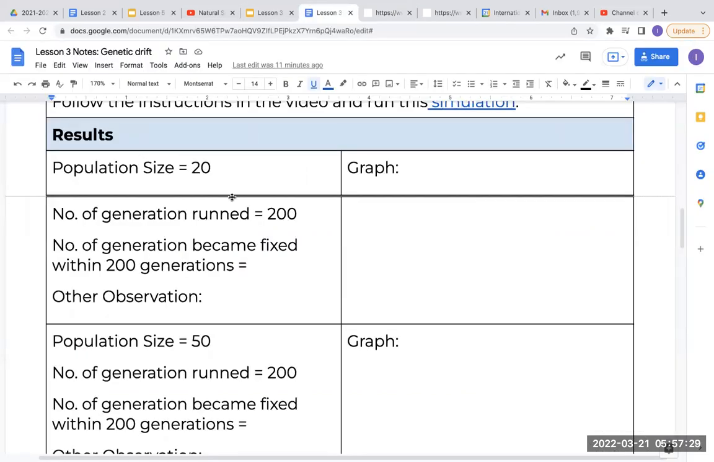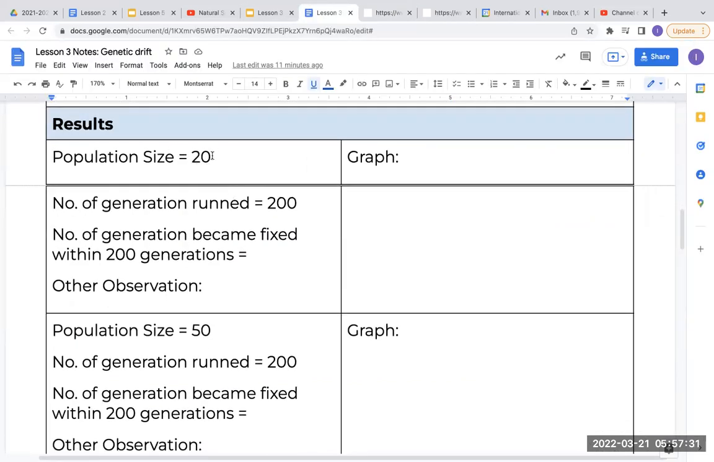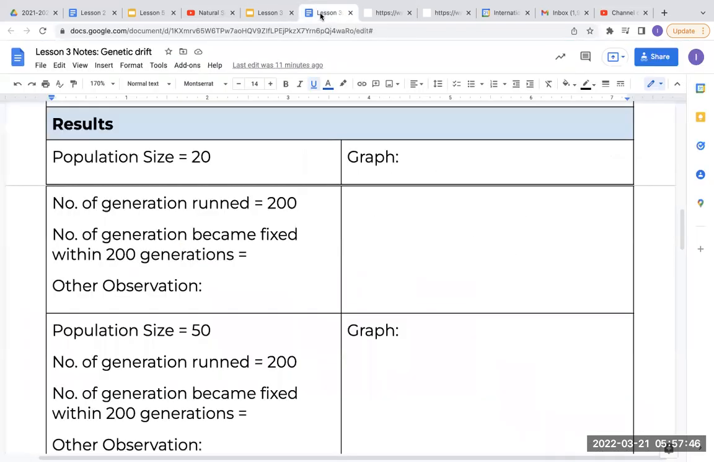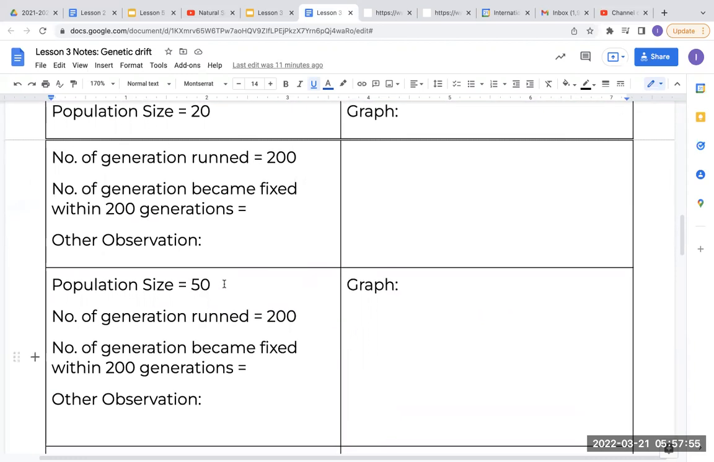So the first one I want you to do is 20. So set the population size to 20. And I want you to click plot 5 times without clearing it. And you're going to have a graph generated on the right-hand side. I want you to click it 5 times, and then I want you to screenshot your graph and put it in here. I want you to look at it and write some observations.